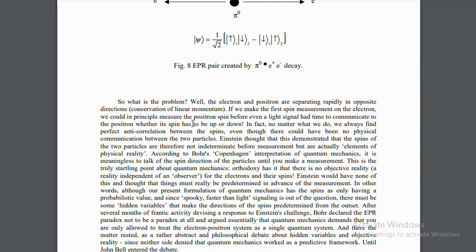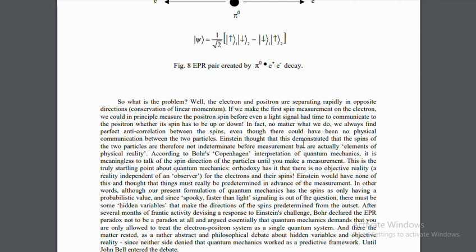So what is the problem? Well, the electron and positron are separately repelled in opposite directions, by conservation of linear momentum. If we measure the spin of the electron, the positron's spin has to be up or down. In fact, no matter what we do, we always find perfect anti-correlation between the spins, even though there could have been no physical communication between the two particles.